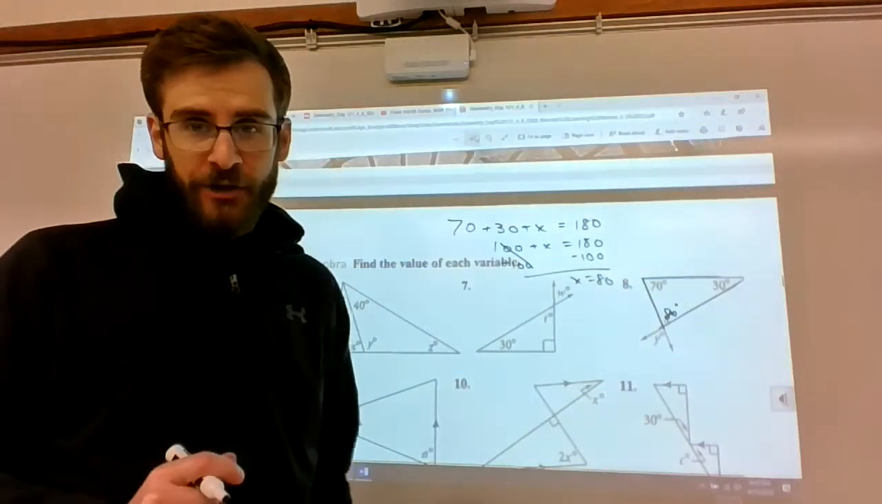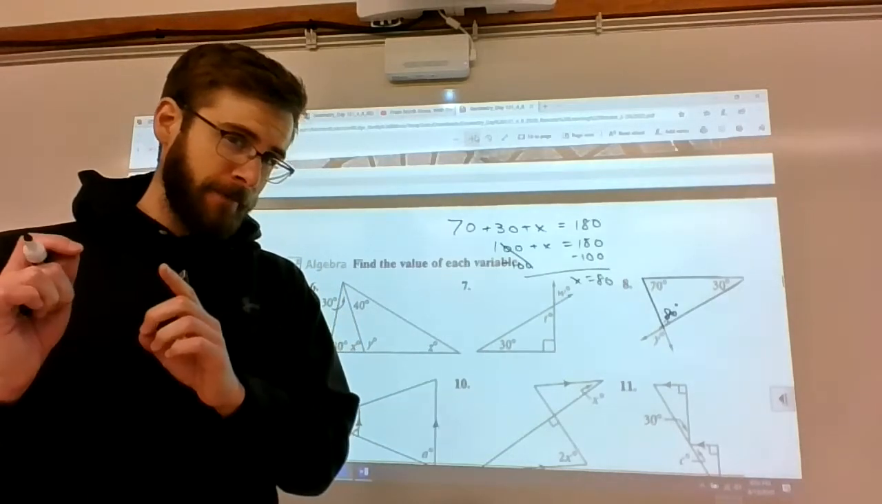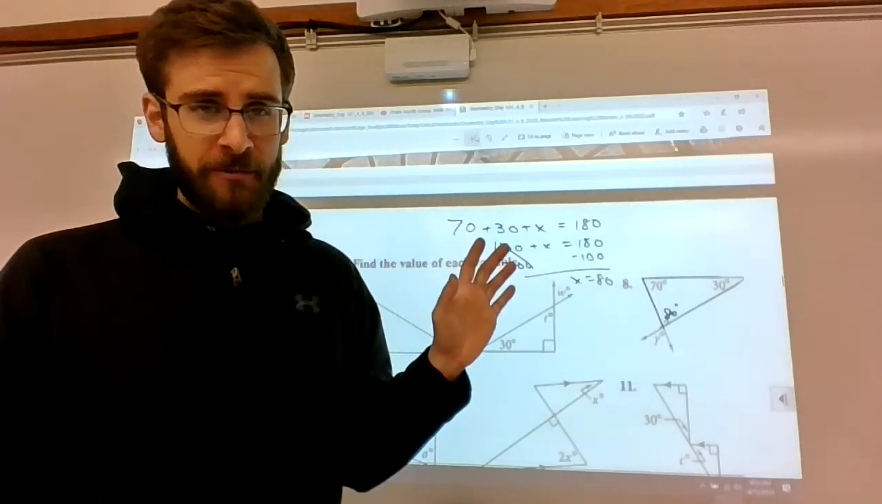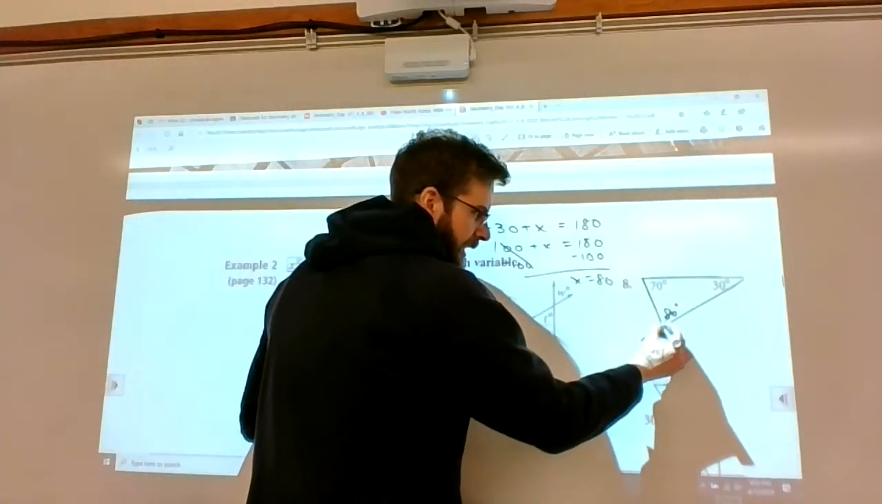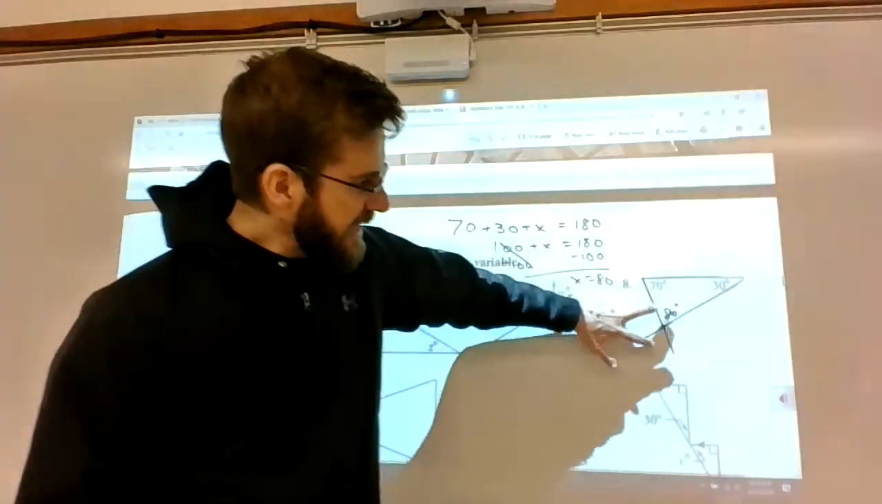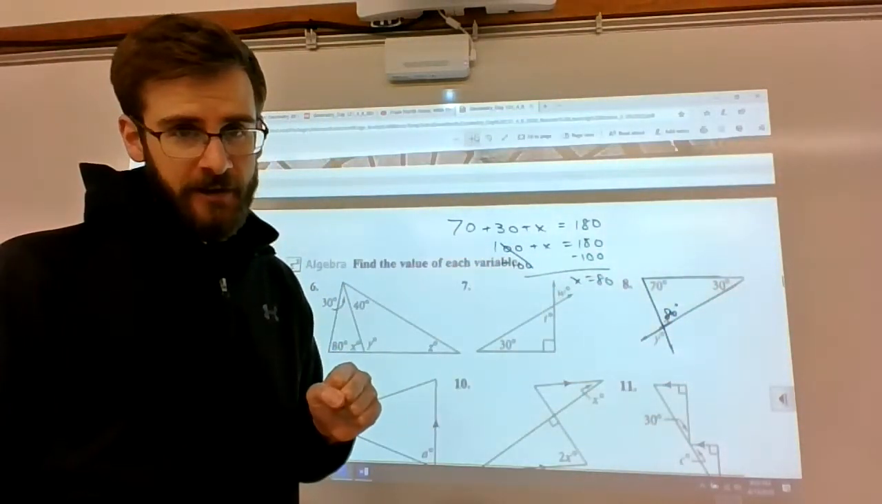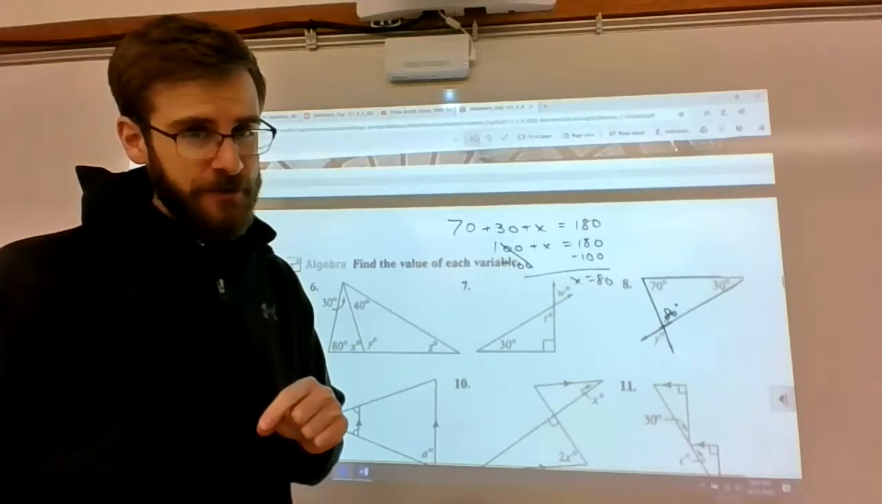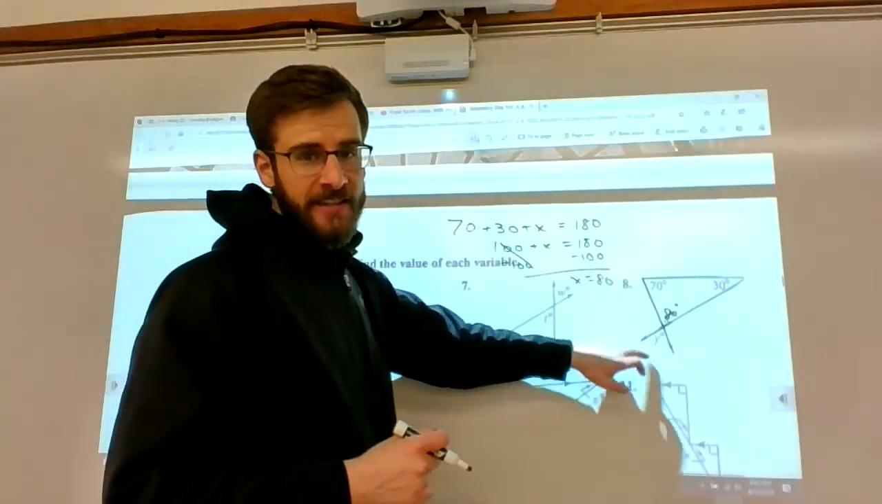The y value is across from the 80 degree value. And if you remember, this is all review stuff from chapter 3. If you remember, these across from each other are called vertical angles. And what's special about vertical angles? They're congruent. So y also is 80 degrees.